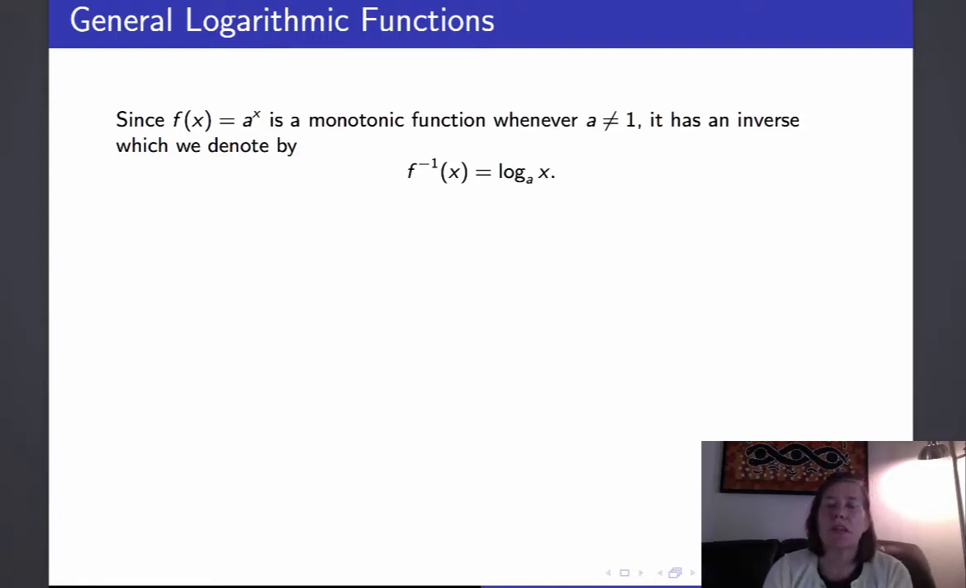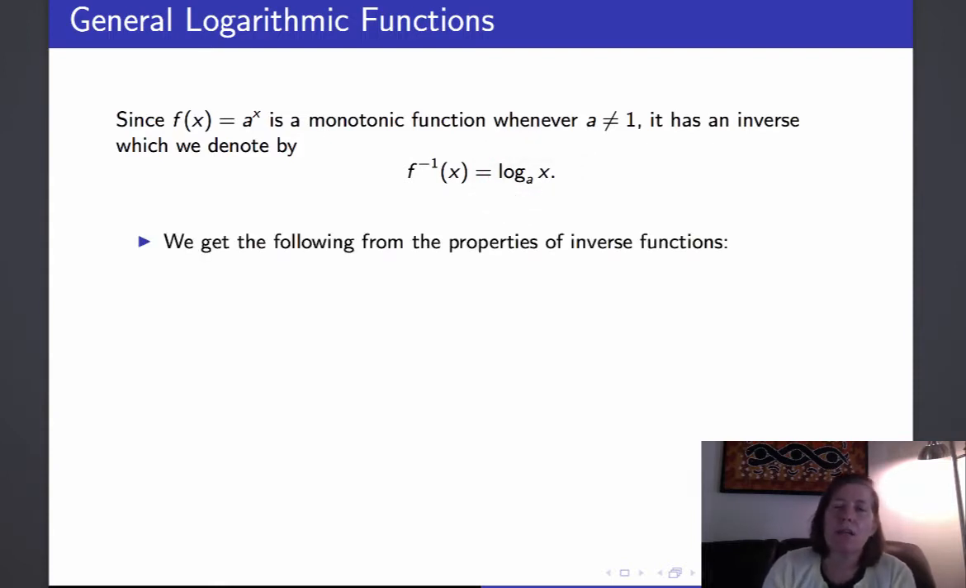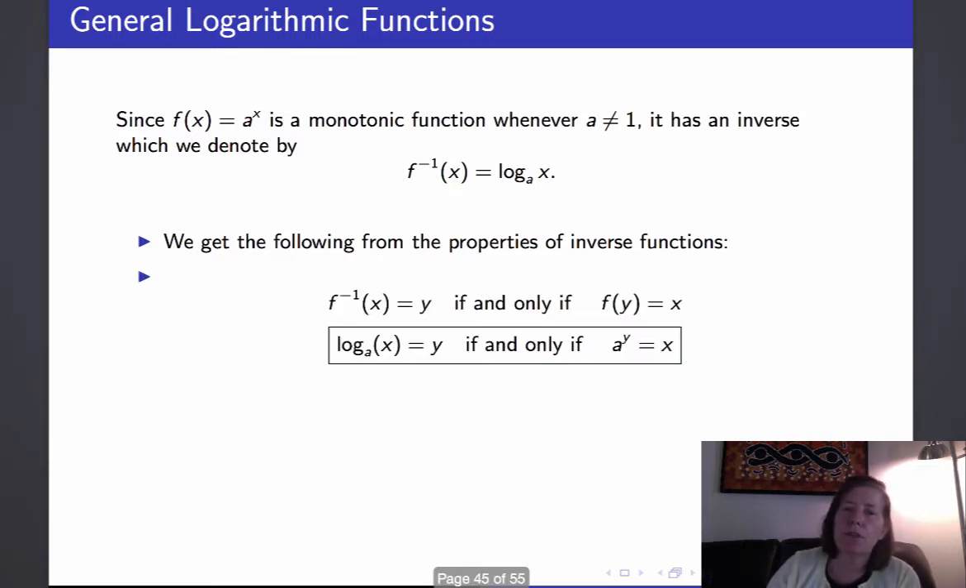Since f equals a to the x is always increasing or always decreasing when a is not equal to 1, it has an inverse of its own. It's a one-to-one function and has an inverse. And we denote that inverse by log to the base a of x, which is denoted by this symbol on the right. We have the following properties, which follow from the general properties of inverse functions.